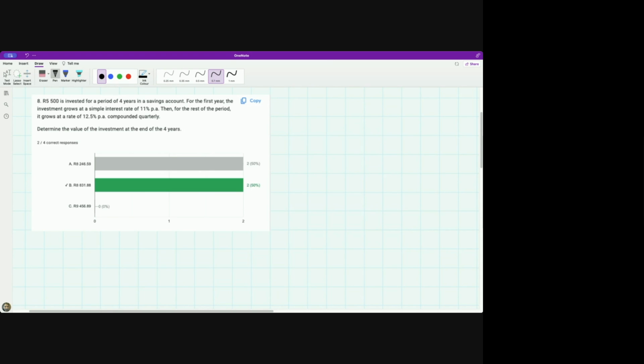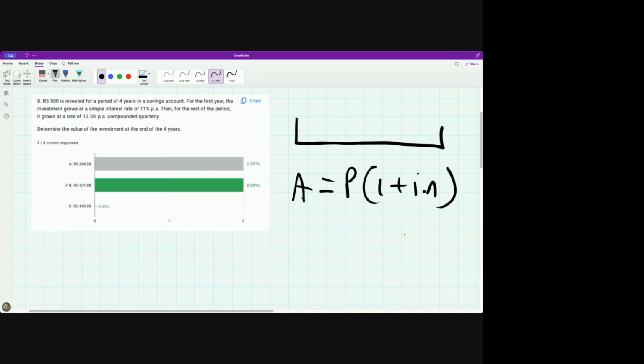Okay, so it says 5,500 is invested for a period of 4 years in a savings account. So in some ways, if you imagine the beginning and the end, 4 years. For the first year, the investment grows at a simple interest rate of 11% per annum. So what is the simple interest formula? It's that. Then for the rest of the period, it grows using the compound interest formula and it's compounded quarterly.